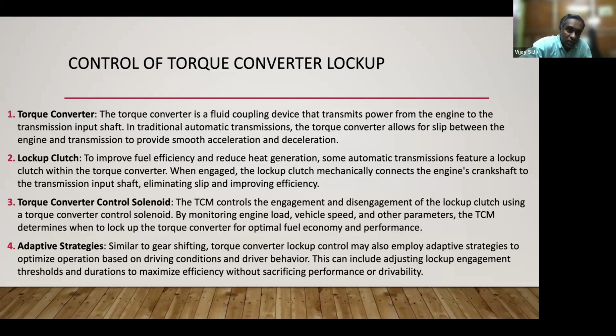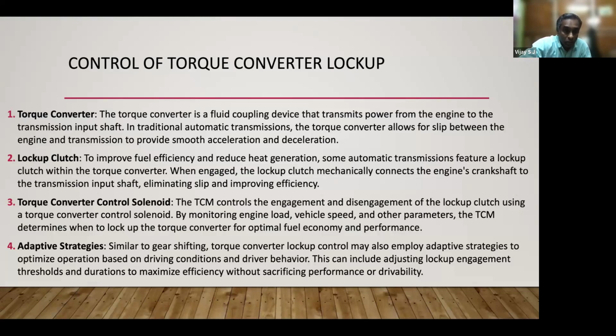Basically, all these things, lockup clutch or control torque converter, control solenoid, all these things are used basically for keeping the power transmitted continuously, so that you will not feel the lag when automatic transmissions are happening, and you will also have a better performance for the vehicle and fuel efficiency. All these things are the primary objective.